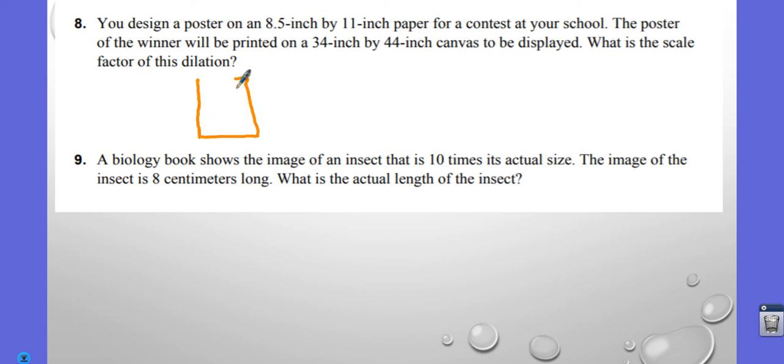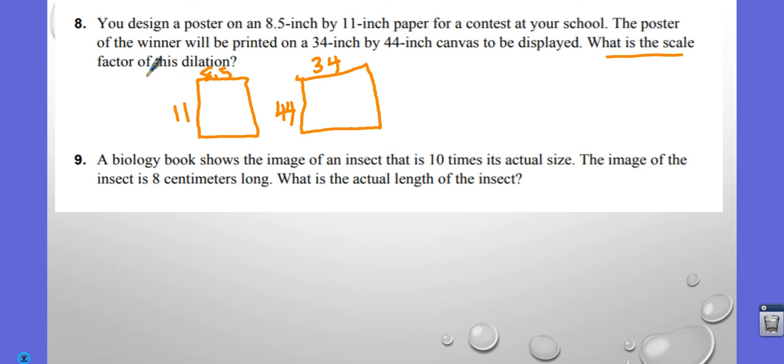It says 8.5 by 11, and I put the 8.5 at the top because it was the shorter one. That will be the width or the length, however you want to do it, doesn't matter. But you do need to make sure you match the stuff up correctly. So if you put the smaller number right here, the second small number needs to go up there too. And if you put the larger number on the side, the second larger number needs to go on the side.